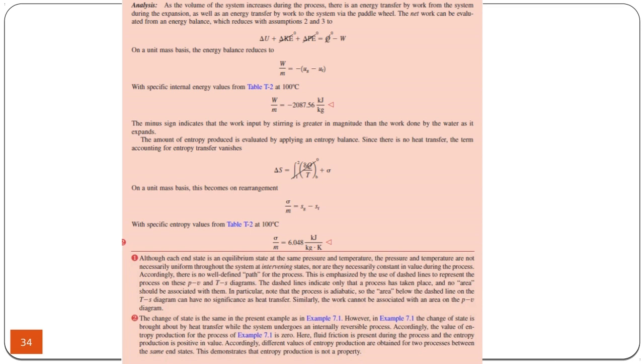The energy balance can be given as delta U plus delta kinetic energy plus delta potential energy is equal to Q minus W. Q is 0, it's given to you. The change in the kinetic and potential energies are 0, so that the work is obtained as the difference of the internal energies. And this internal energy increase is because of the mixing of the fluid. So you can find that the work is negative because work is done on the system. That's why it's minus.